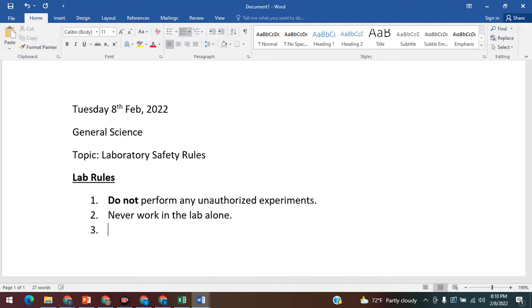So that's also true. The next one, someone said this before: playing and running are forbidden in the lab. So you don't want to play and run around in the lab. And what is the rationale behind that? You're liable to knock something over.